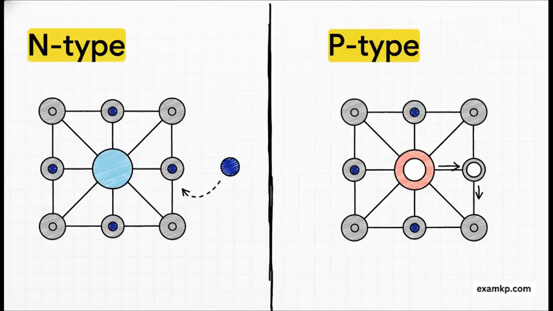On the other hand, to create a p-type or positive type, we add a trivalent impurity. That's an element with only 3 valence electrons, like boron. It can only form 3 bonds, which leaves an empty spot, or a hole. So in p-type semiconductors, the majority carriers are these holes.